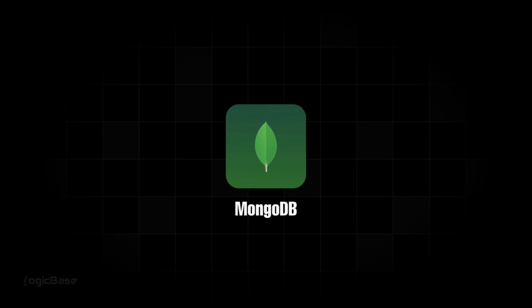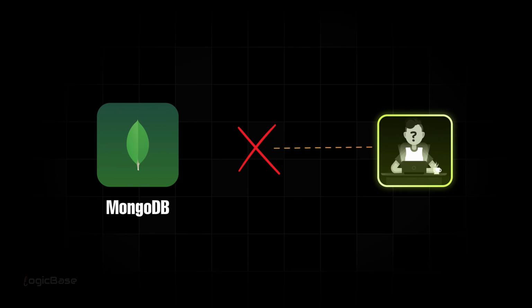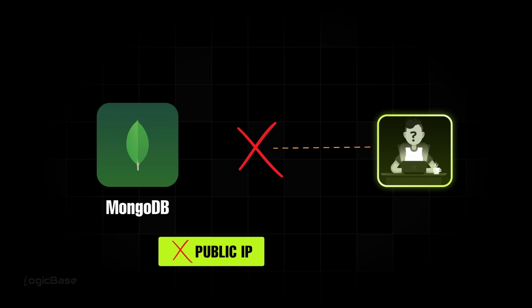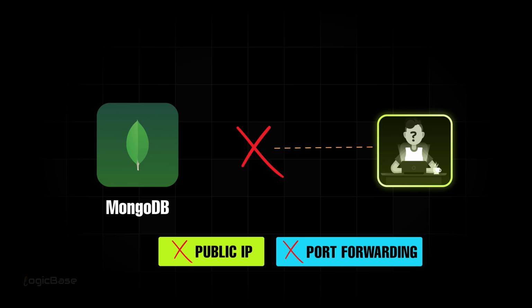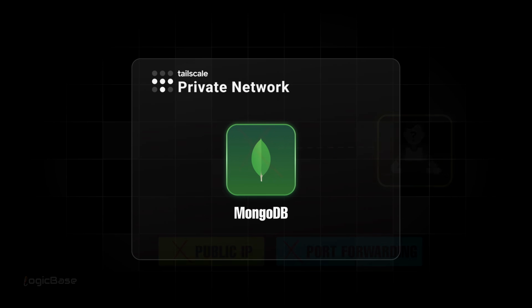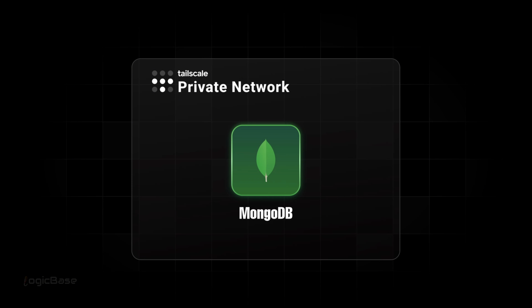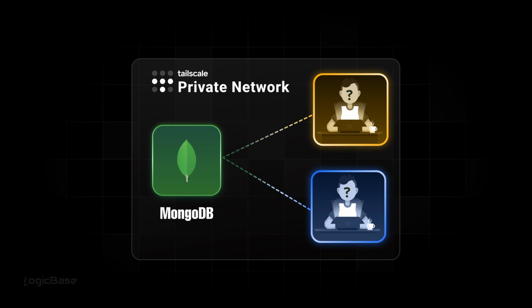Let me be very clear here. I am not opening MongoDB to the public internet. I am not using a public IP, and I'm not doing any router port forwarding. But yes, I am explicitly exposing MongoDB inside the Tailscale network, meaning only the devices that are part of my Tailscale network will be able to reach this MongoDB.